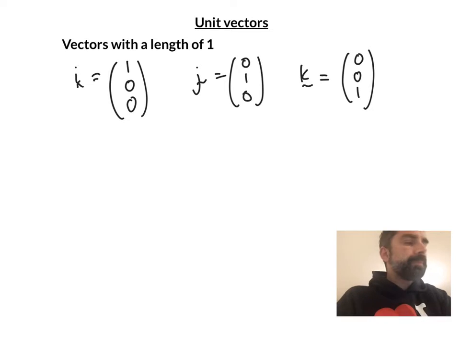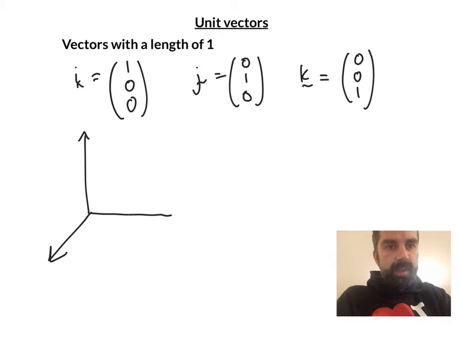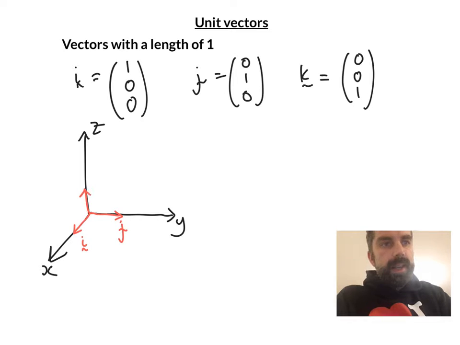And if you think about what these represent, let's just draw up a 3-dimensional axis to start with. So we've got X, Y, and Z. If we plot these over the top of our axes, you would see that the vector I lies directly on the x-axis, J lies directly on the y-axis, and K lies directly on the z-axis.